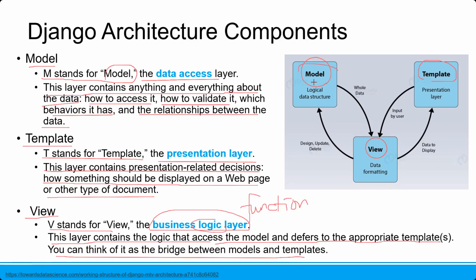So you have the data. Before you show it on the web, before you show it in the HTML, you need to make a bridge. So that's why we need views.py, and also we need urls.py before we show the data in the HTML.